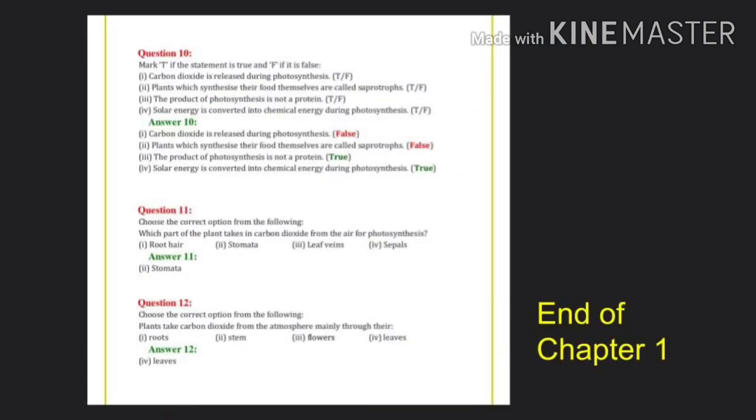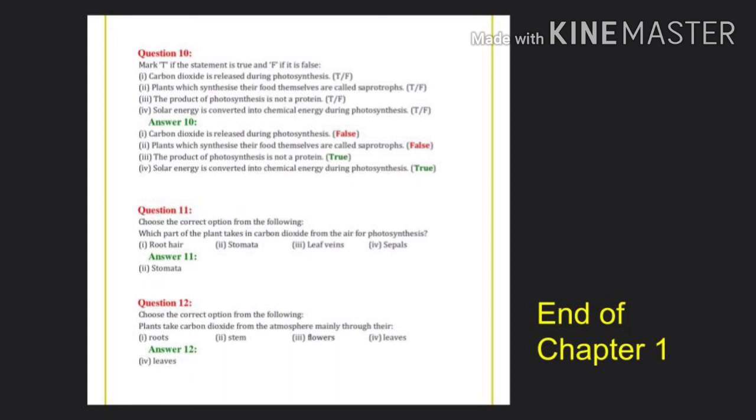Question 10, true and false statements. First one, carbon dioxide is released during photosynthesis. Yes, you said it right, it's false. Second one, plants which synthesize their food themselves are called saprotrophs. No, the sentence is wrong. Again, false. They are called autotrophs.